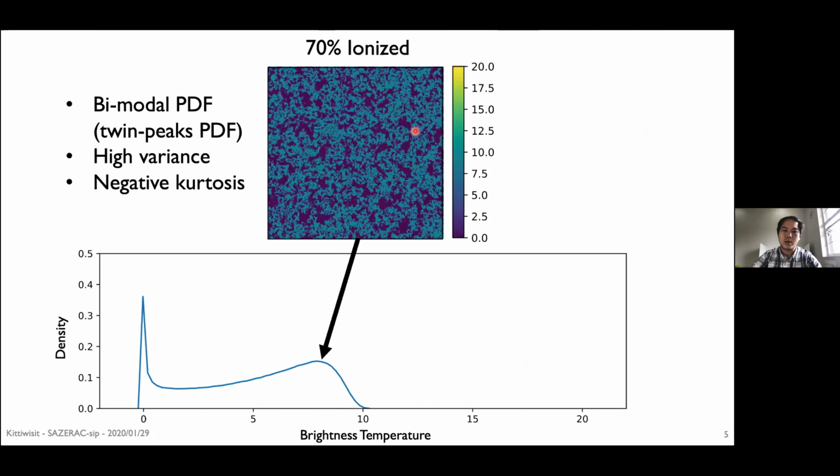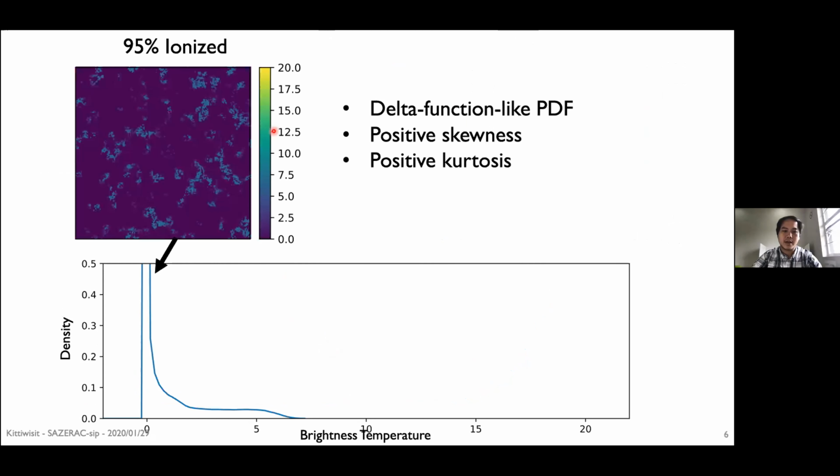During the middle of reionization, ionized bubbles are starting to form. These add to the peak at zero of the distribution, so the PDF becomes bimodal. And near the end of reionization, since most of the pixels are ionized, you have a lot of zeros, so you have a strong delta-like peak at zero with a long tail to the right.